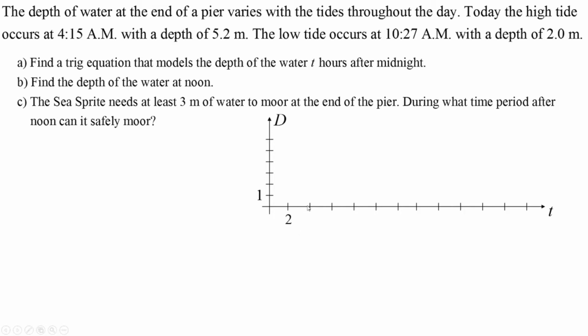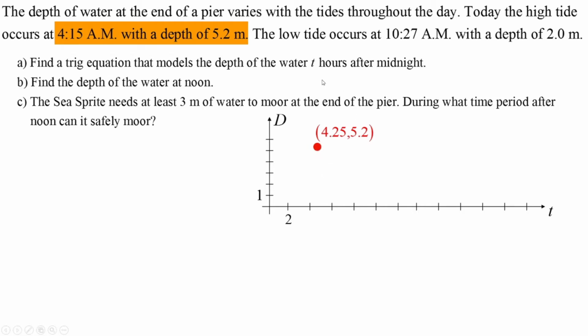So 4.25 would be about right here, and then I've got to go up to 5.2. 1, 2, 3, 4, 5, 5.2. About right in here. And this does not have to be perfect. This is just a rough sketch right there. And again, what are the coordinates of this point? Well, I'm going to write 4:15 a.m. as 4.25 hours. And then the depth of 5.2 meters, 5.2. High tide right there. Beautiful.